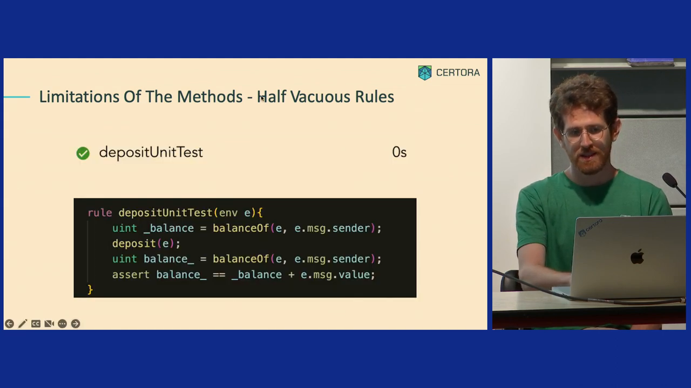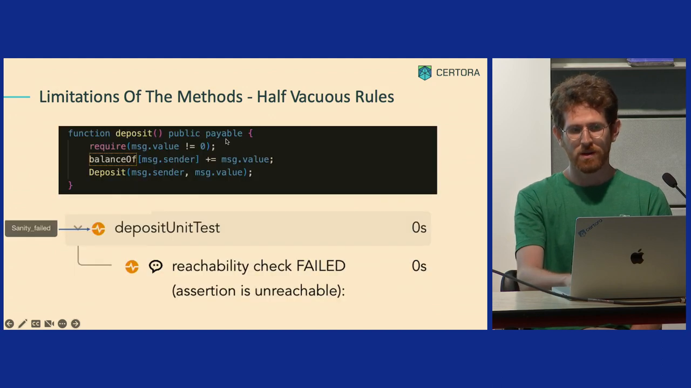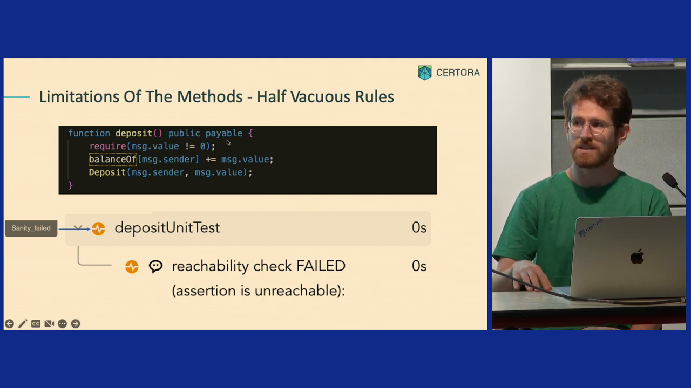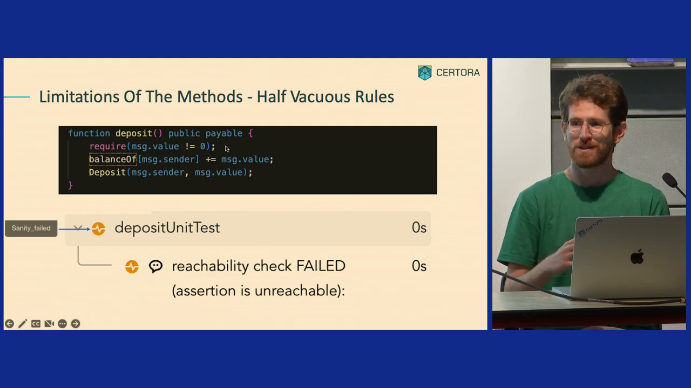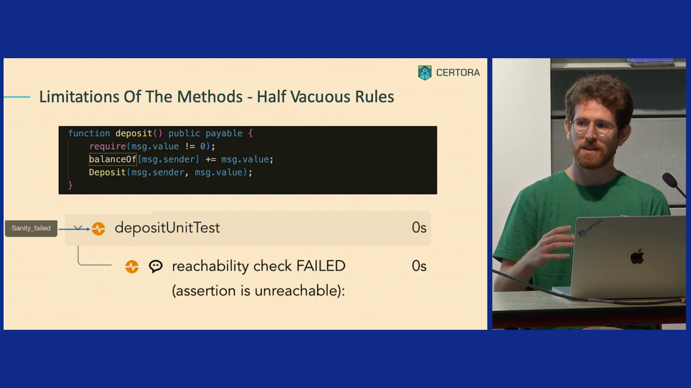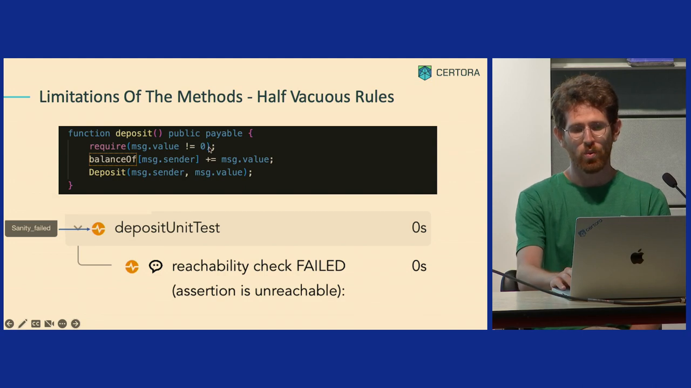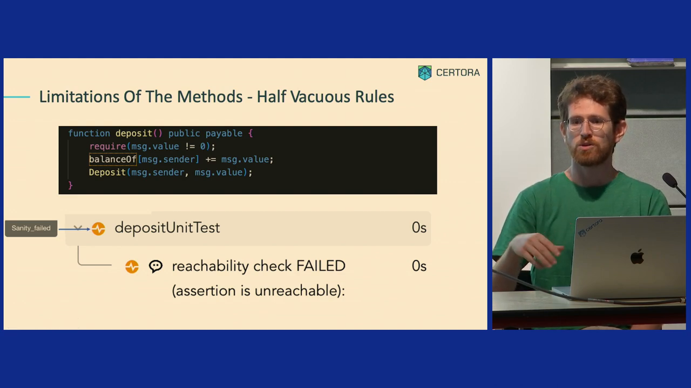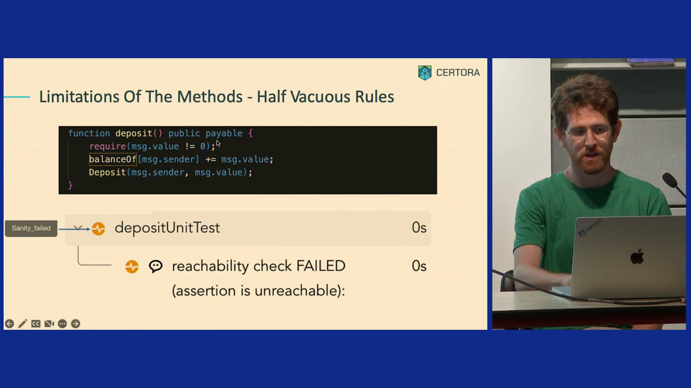But I'd argue that this rule doesn't check as much as we'd like it to check. And why am I saying that? You may know that a non-payable function has an implicit requirement that the message value is exactly zero. And if you remember the first lesson by Armin, we explained that the environment in the Certora Verification Language encapsulates all the data about the message, transaction, and block. So when we send the same environment to a payable and non-payable function, we basically constrain the message value to be exactly zero because of the implicit requirement in the non-payable function.